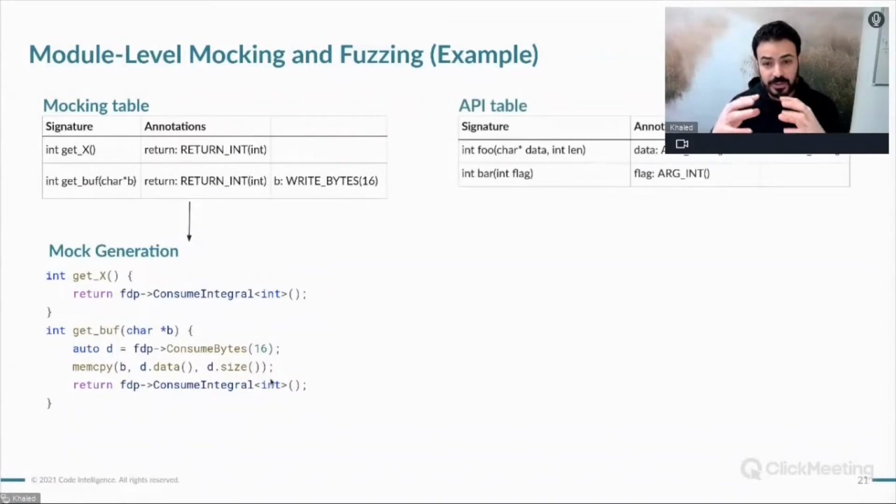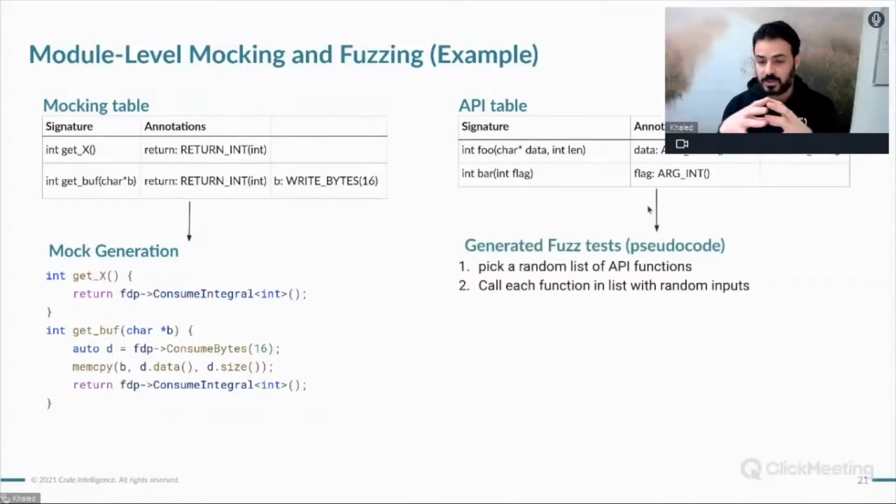The second ingredient that we need here is the API table, which we use to annotate which fuzzer data needs to land in each of the arguments. So here we say this is an argument of data, so it's a data buffer, and the second one is its corresponding size, and the bar API expects an integer, and this flag is annotated with flag int arg int, so that the fuzzer can provide an integer value.